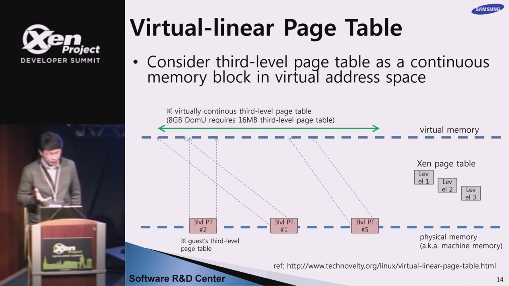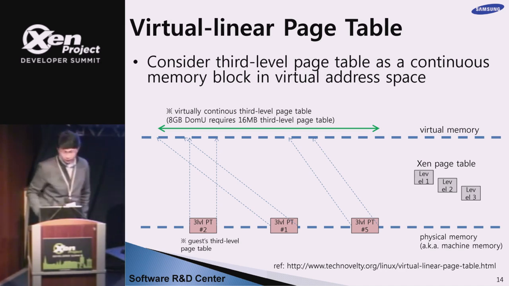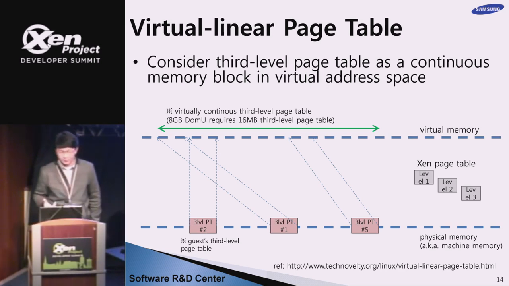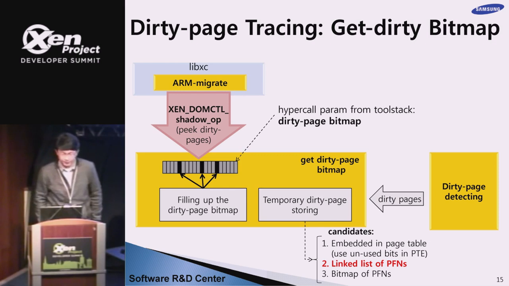But if we somehow map those leaf page table entries to the virtual space with linear ordering. For instance, the first one could be positioned anywhere in the physical memory space, but it could be mapped in the virtual address space in the first slot, the second one to the second slot, and so on. Then by just calculating from the guest physical address, we can immediately find the leaf page table entry of the corresponding page, and then just change the read-only bit to read-write. And this is the currently implemented version of the dirty page detection.